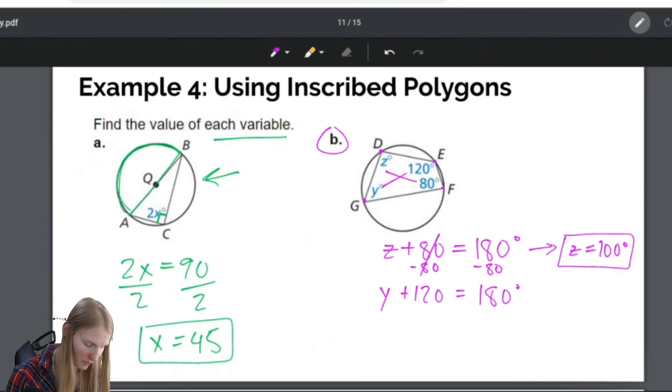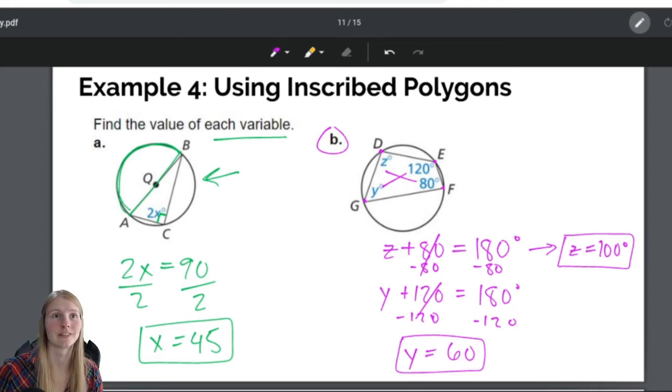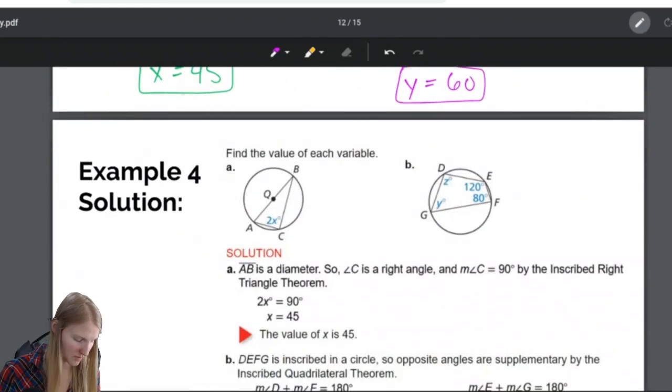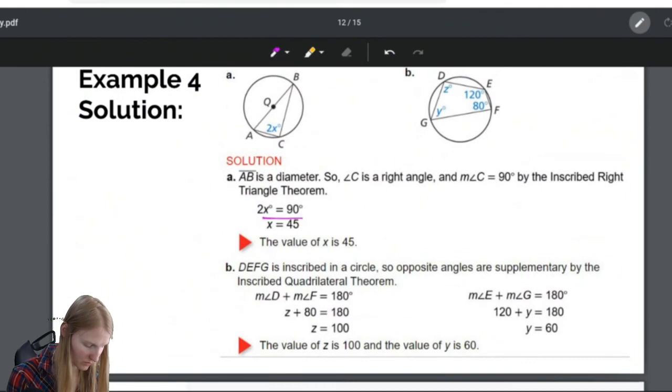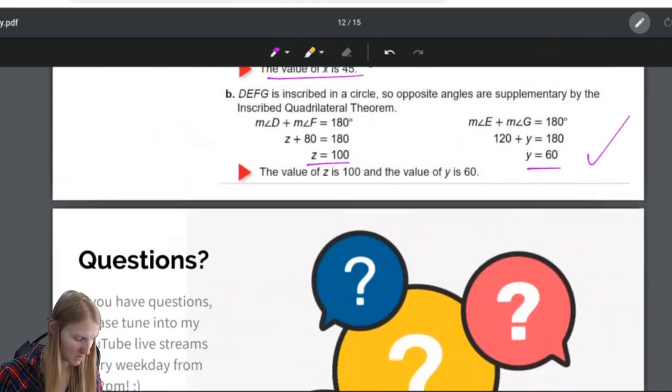And let's see, if something plus 120 is 180, that must mean that Y is 60. Opposite angles supplementary. That's it. Okay, alrighty. Let's check and make sure we were right. 2x equals 90, x is 45, Z is 100, Y is 60. Boom.